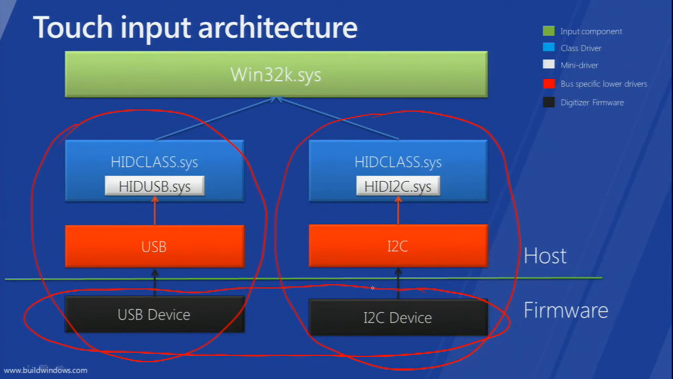HID class does most of the heavy lifting, while HID USB talks to the device in a bus-specific way. Now on the other side, we have the HIDI2C.sys device, which also acts as a mini driver in addition to the HID class driver. What actually goes on here is HIDI2C extracts data from an I2C device the same way the HIDUSB.sys would do on the USB side.